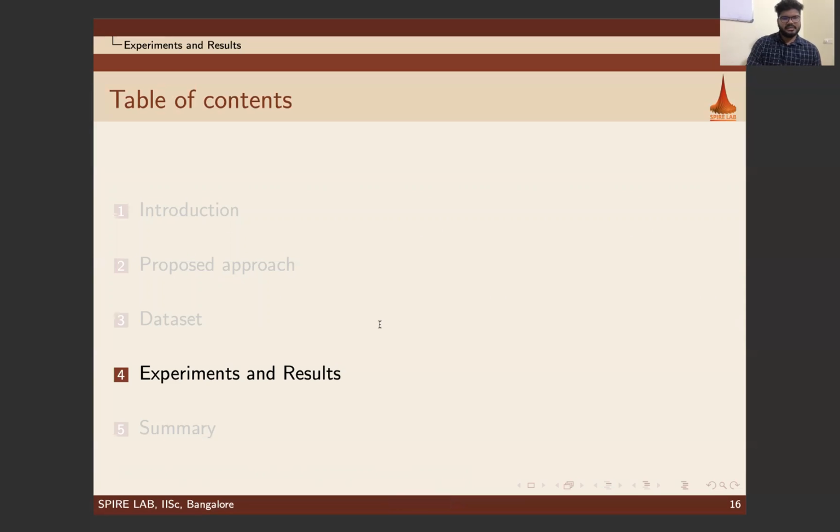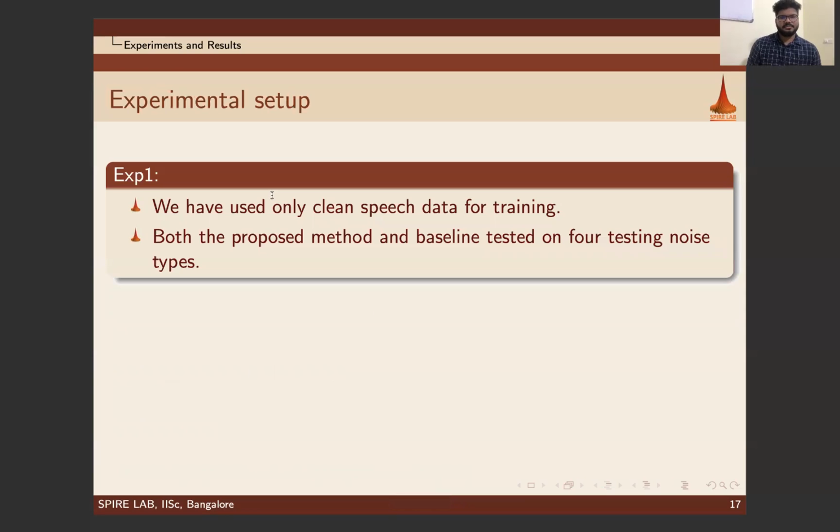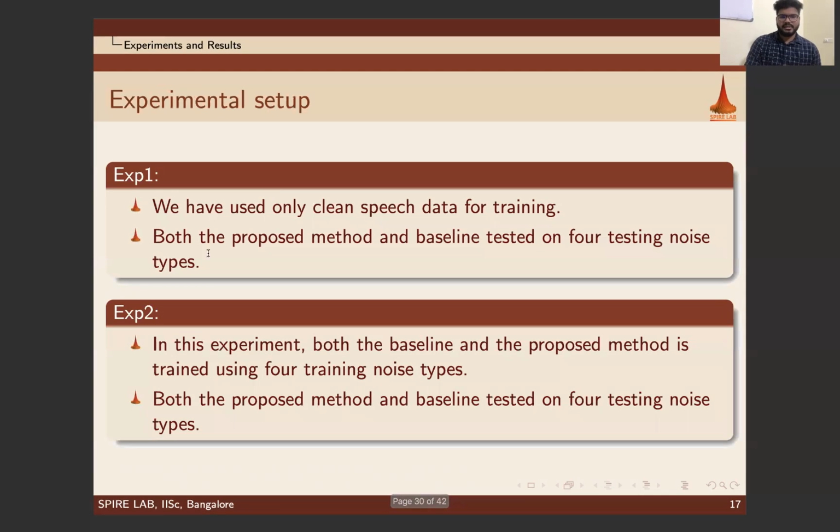To give details about the experiments and results, we considered 2 experiments mainly to see how both the methods perform when they are trained with clean speech data and with clean speech data augmented with the different training noise types. So in the first experiment, we have used only clean speech data for the training. However, both the proposed method and the baseline method are tested using 4 testing noise types. In experiment 2, along with the clean speech data, we have augmented the clean speech data with the other 4 training noises. And similar to experiment 1, we have also tested both the proposed method and the baseline method using 4 testing noises.